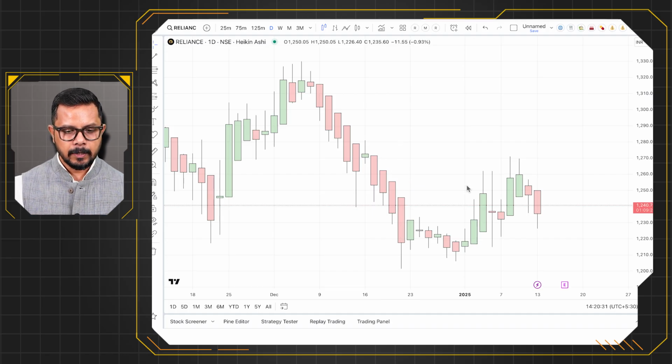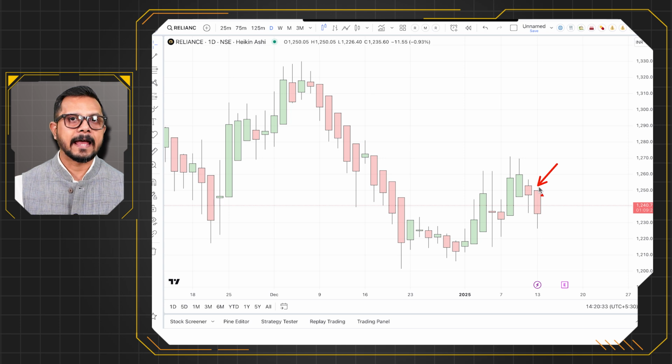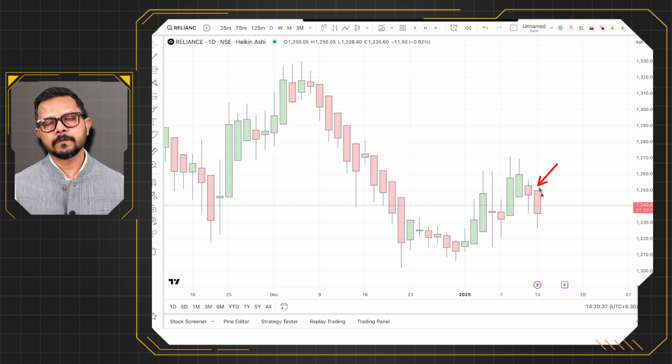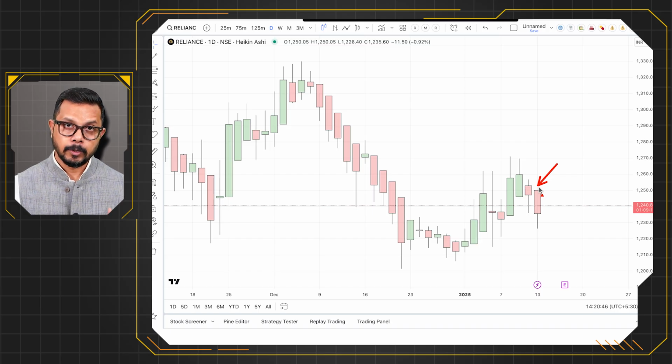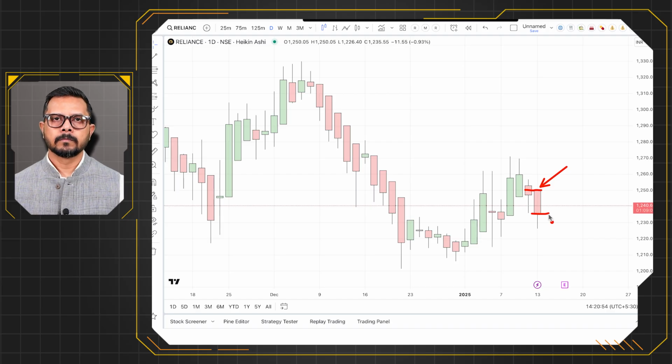Because the opening of Heikin Ashi is not the actual open ever. So you can say the high of the Heikin Ashi can be the actual high, the low of the Heikin Ashi can be the actual low, but the close and open are never the same. The open is at the midpoint of the previous day's Heikin Ashi, and we just saw that close is open, high, low, close divided by 4.